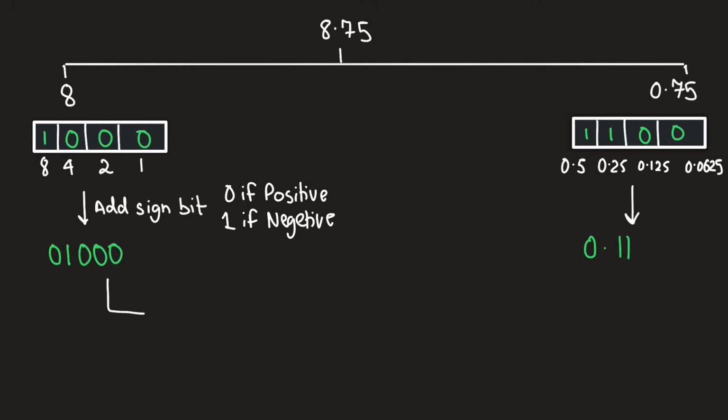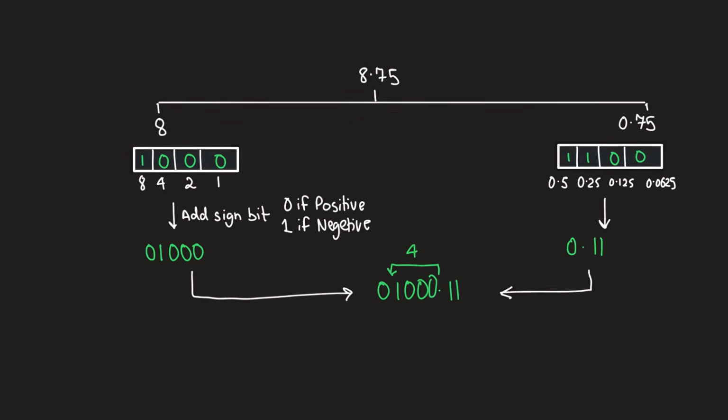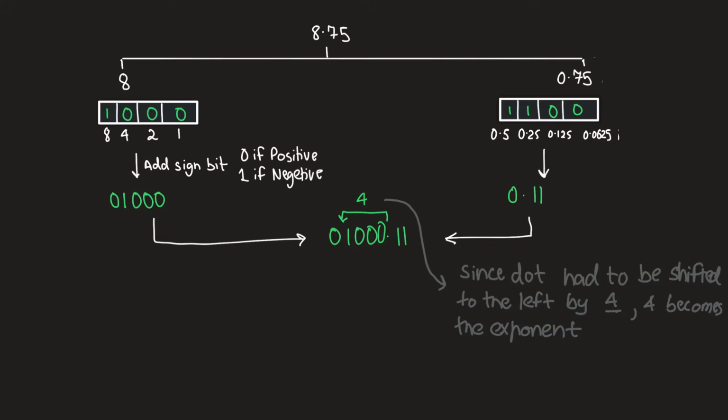Now let's combine both these numbers. We get 01000.11. Now since we have to shift the binary point after the first number, we will have to shift it to the left by 4. Since we have shifted the binary point by 4, this will become an exponent, the number 4, and we can write it in binary as 0100, and the mantissa will be 0.100011.